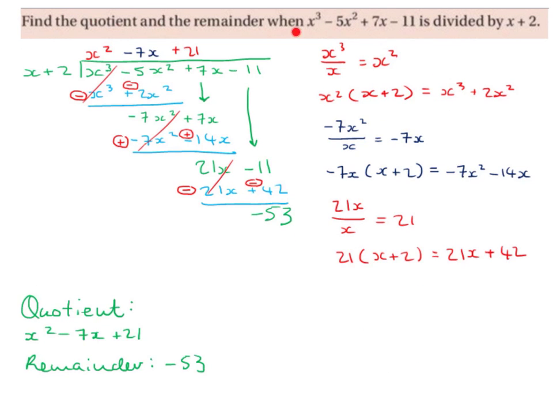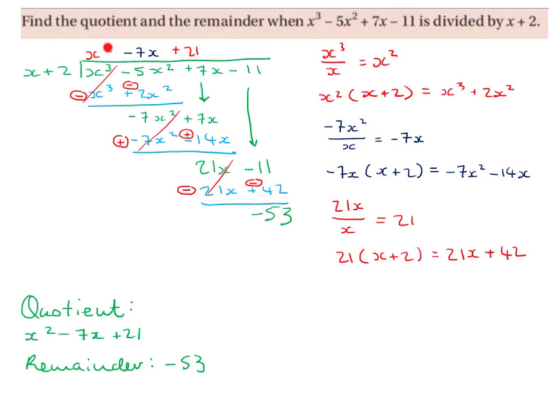Find the quotient and the remainder when x cubed minus 5x squared plus 7x minus 11 is divided by x plus 2. So this goes inside my bus stop, and this goes outside my bus stop. So I start with my highest power of x inside my bus stop, that's x cubed, and I divide it by the highest power of x outside my bus stop, that's x. X cubed divided by x is x squared. So that's the first part of my answer up there.